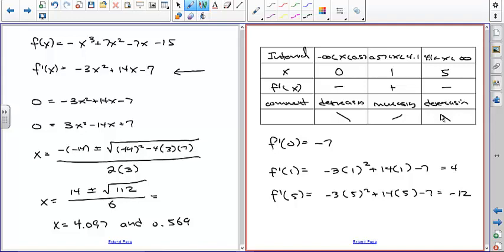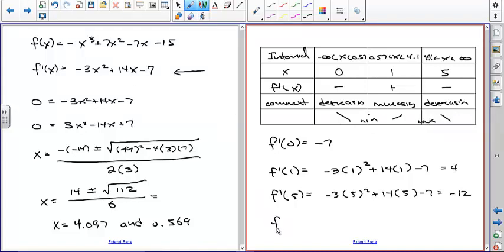So the first thing you're going to do is basically find the magnitude of the minimums and maximums. We're going to have a minimum here, but we don't know what it is, and we're going to have a maximum there. So plug into the original equation.